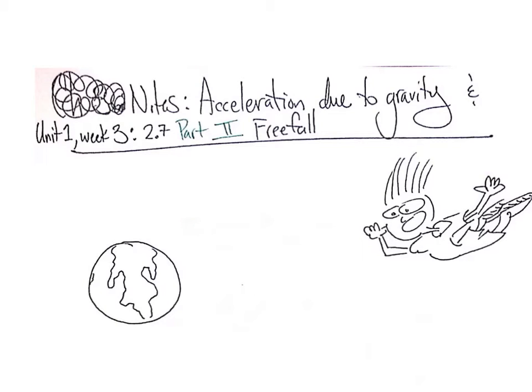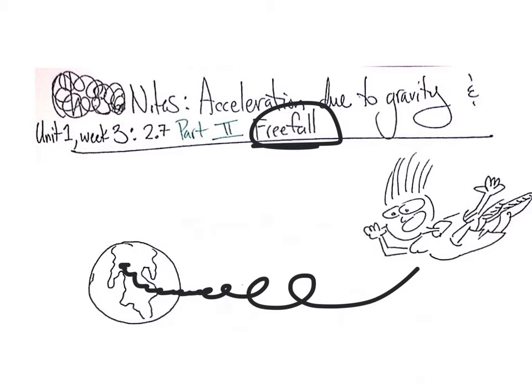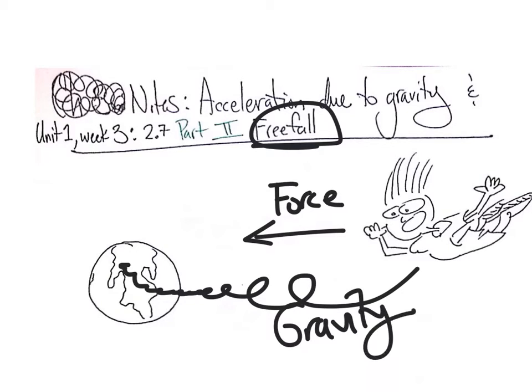Okie dokie. Here we go with Notes Week 3 Part 2. We are talking about free fall. So here is a base jumper with no chute free falling towards Earth. The idea behind free fall is that there's an object and the only force acting on that object is gravity. That's the definition of an object that's in free fall.